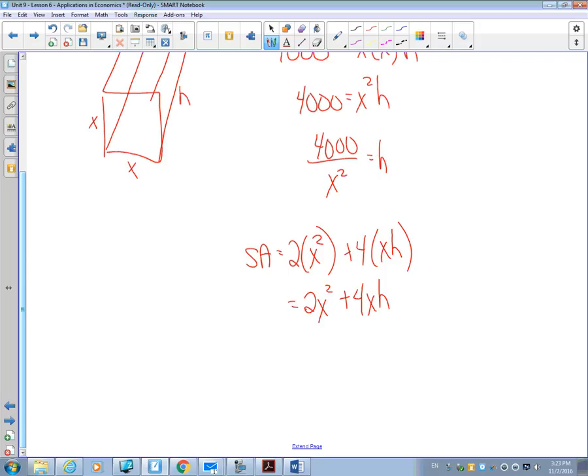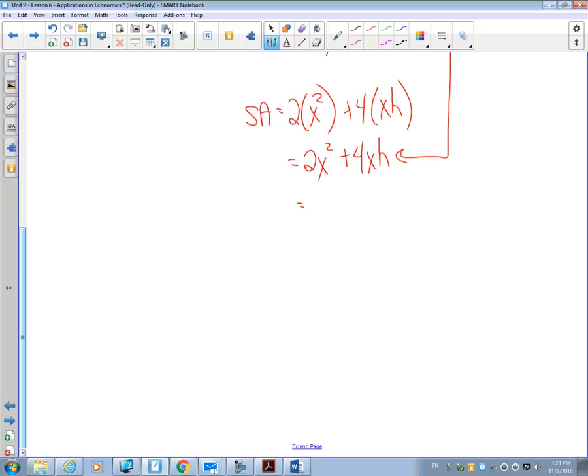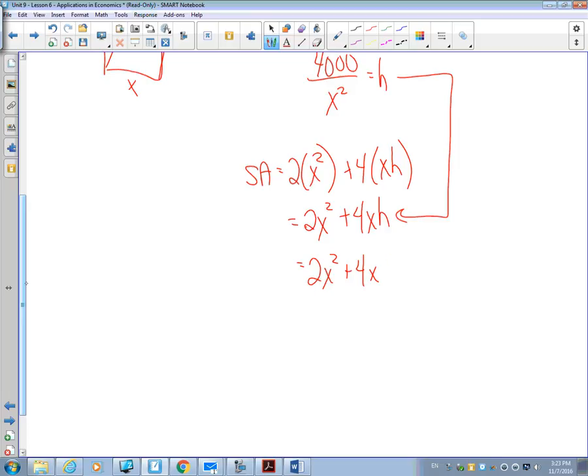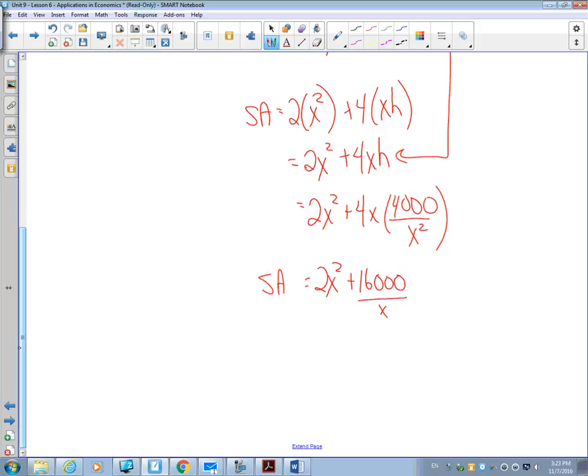So we know about h from up here that we can replace h with 4,000 over x squared. And if we simplify that, we'll end up with 2x squared plus 16,000 over x. That's an expression for our surface area. Again, our question isn't about surface area, though. It's about cost. We're trying to minimize our costs.